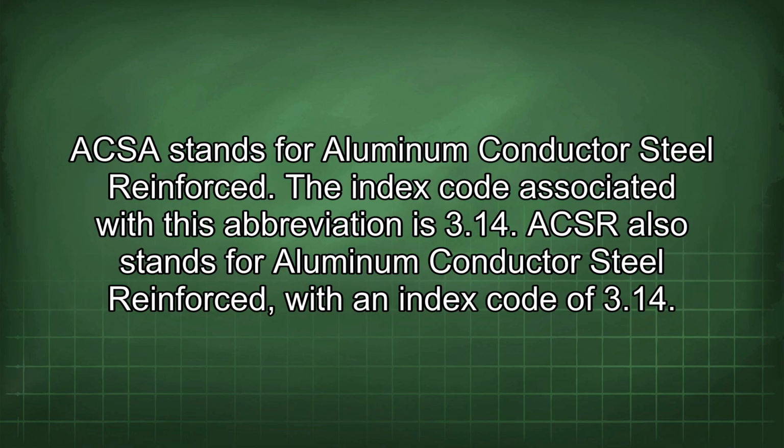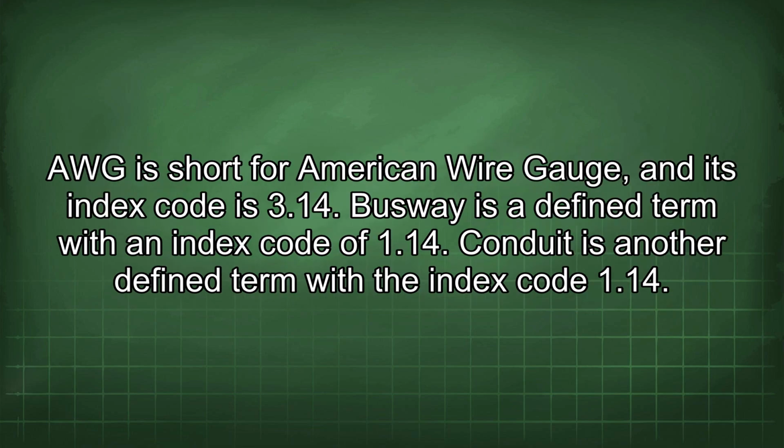EXA stands for aluminum conductor steel reinforced. The index code associated with this abbreviation is 3.14. AXA also stands for aluminum conductor steel reinforced, with an index code of 3.14. AWG is short for American wire gauge, and its index code is 3.14.